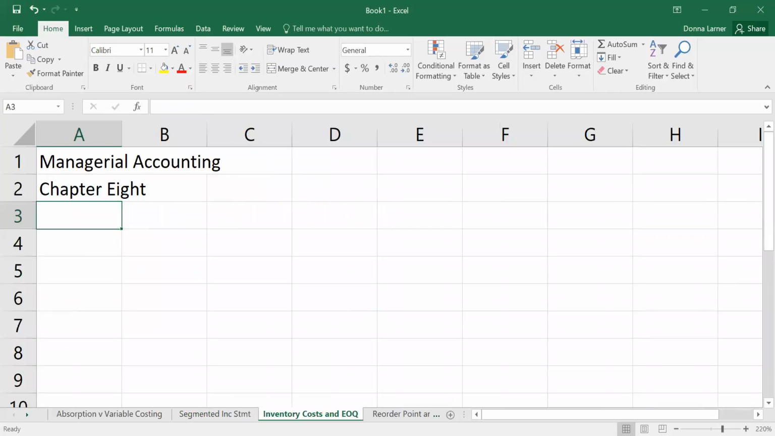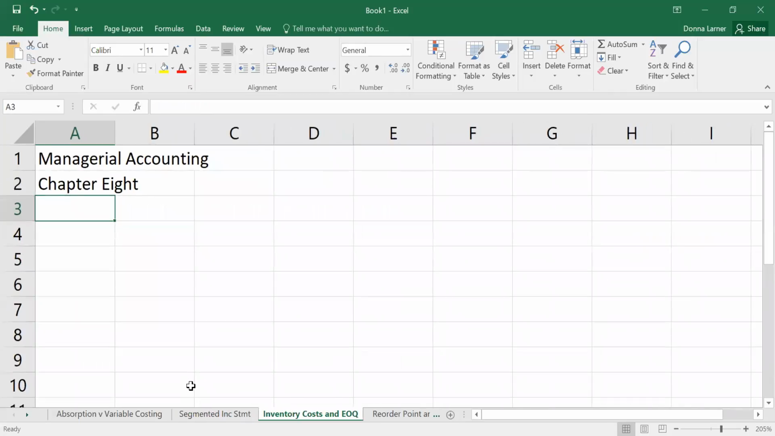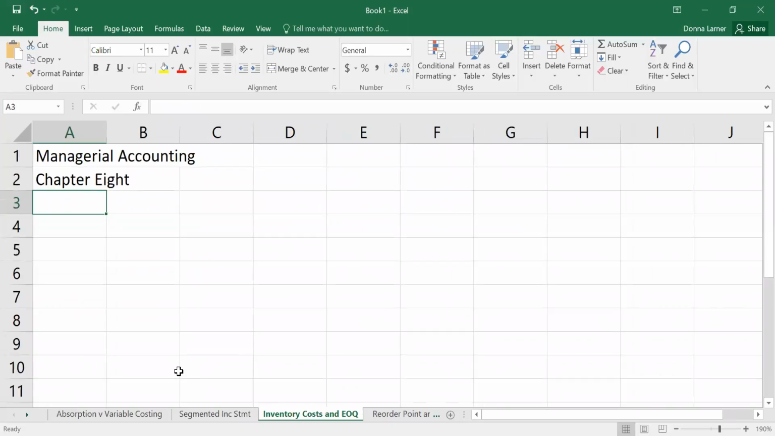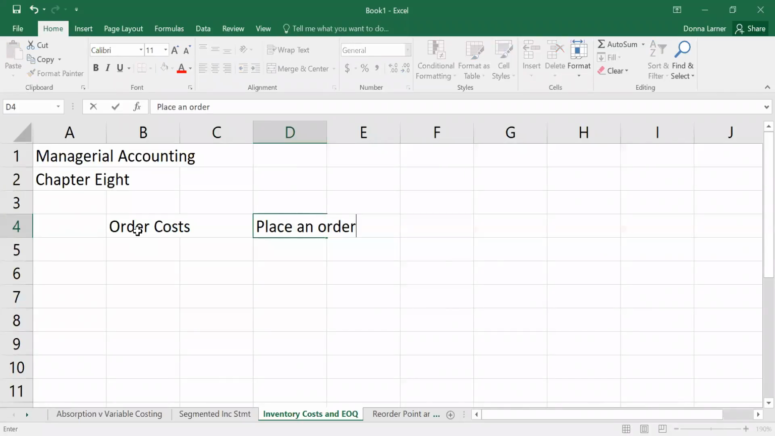Okay, a couple other topics in the chapter, small ones. Talking about the cost of having inventory. I told you there's a lot of little concepts in this chapter. One of them relates to what it costs us to have inventory. Order costs. What does it cost to place an order and receive an order?